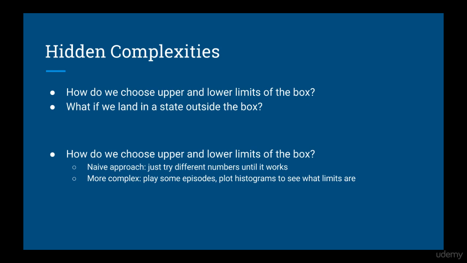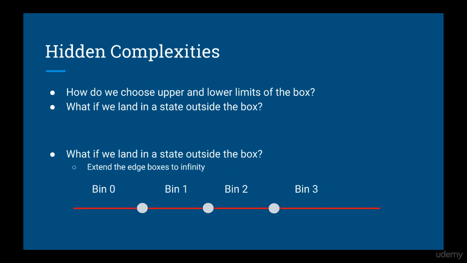Now, this idea of cutting up the state space into boxes sounds simple, but there are some hidden details. For example, how do we choose the box size and the lower and upper limits? What if a state we observe is outside the box? For this first question, we can take sort of a naive approach and just try different numbers until it works. If you wanted to get more complex, you could play a few thousand episodes and plot histograms of each state variable to get a sense of how often you expect to see numbers in each range. For the second question, what do we do if we observe a state outside the box? Well, we can just extend the boxes on the outer edges to infinity.